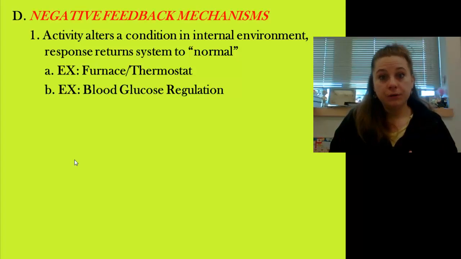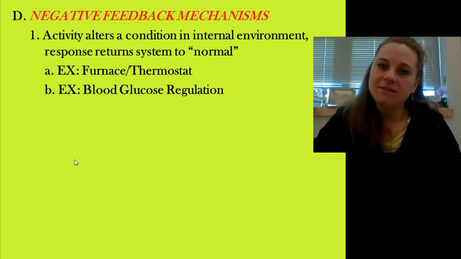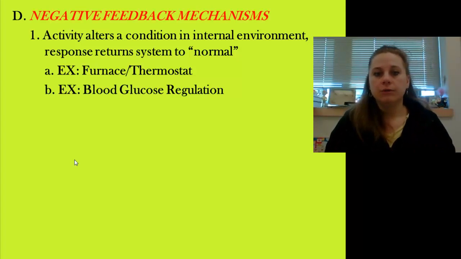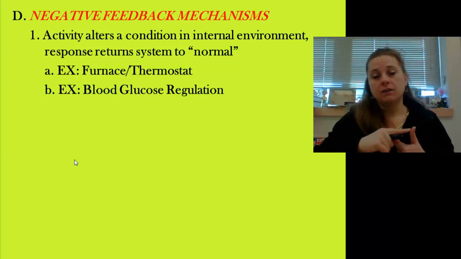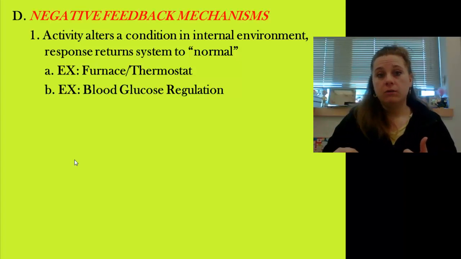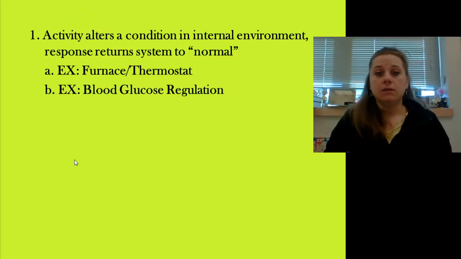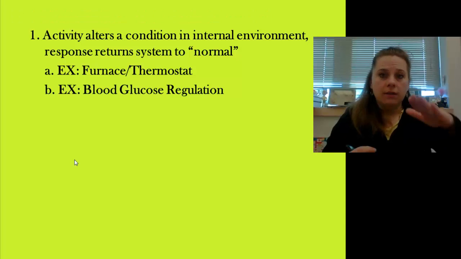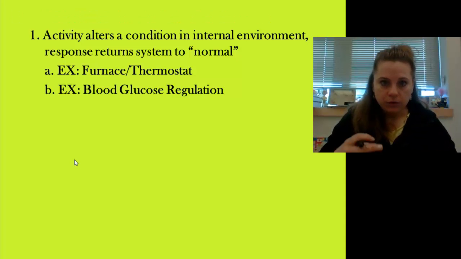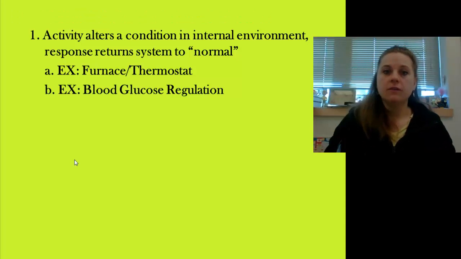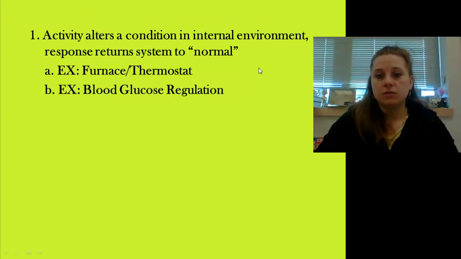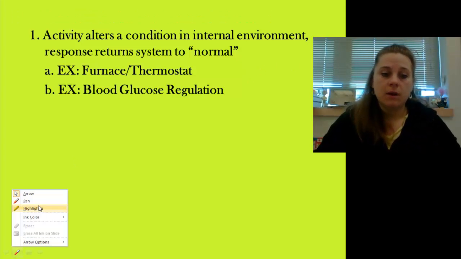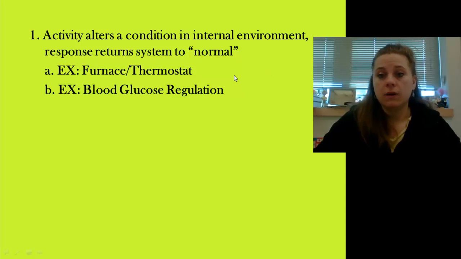Example, blood glucose regulation, and I just talked about this a minute ago. Blood glucose levels rise, get too high, kick back, we produce insulin, insulin goes, cells pull glucose in, blood glucose levels drop. That drop in blood glucose will kick back to shut off insulin production. So it's this constant stream and circle of information that goes around.